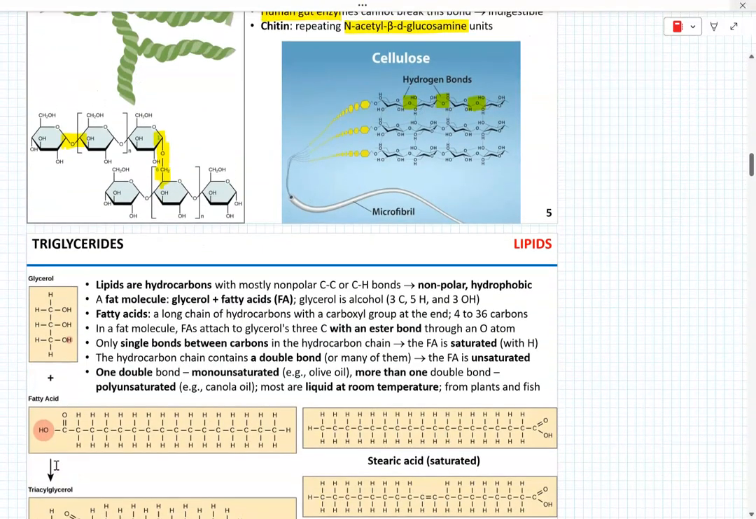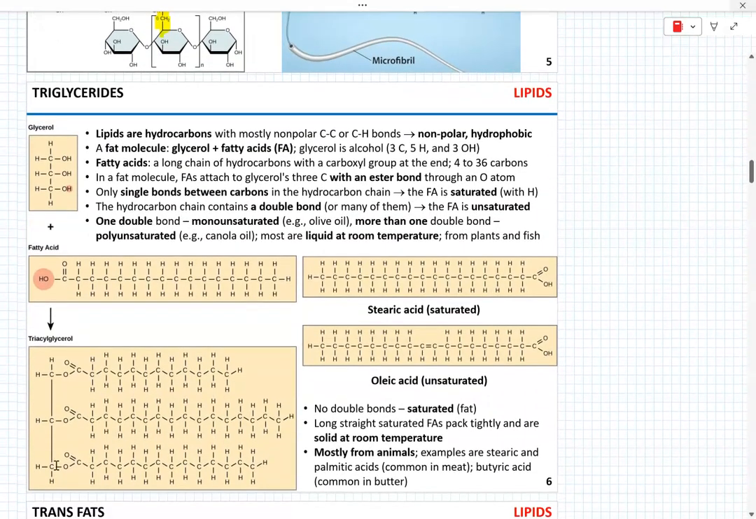The next category of biological molecules that we're going to talk about are lipids. Lipids are hydrocarbons, and you may remember that hydrocarbons are hydrophobic for the most part. These lipid hydrocarbons contain mostly nonpolar bonds, such as carbon-carbon and carbon-hydrogen, which explains the lack of polarity and general hydrophobicity. We're going to start with the concept of a triglyceride, a fat molecule, or triacylglycerol, shown here.